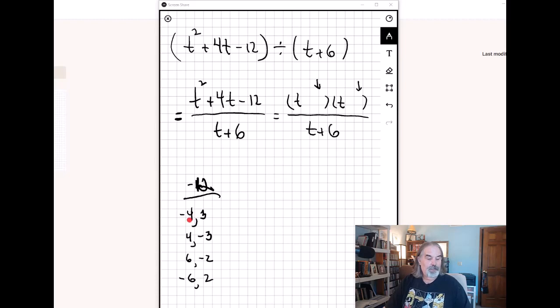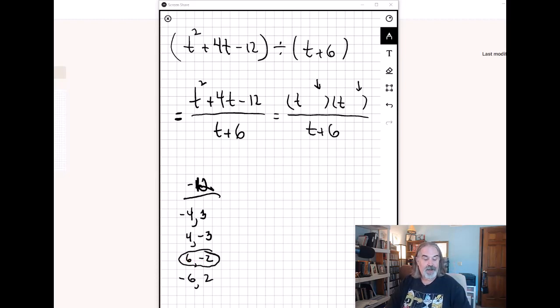So all of these pairs could be the numbers that go into this spot and this spot, just to make the t squared and the minus 12 in the product. But we're looking for the pair of numbers that are going to add up to be plus 4t. And let's see, negative 4 plus 3, is that going to be positive 4? Nope. 4 and negative 3? Nope. 6 and negative 2? Yes.